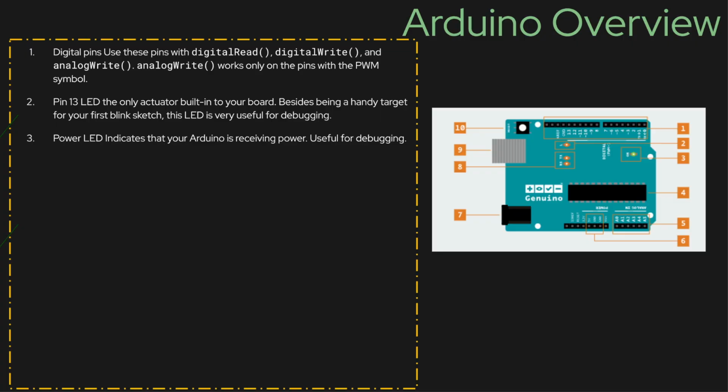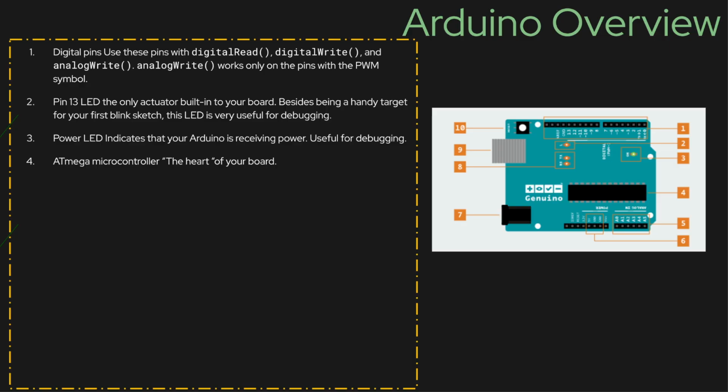And then the third part is our LED indicator. This is just telling us, hey, is my Arduino receiving power? Again, another useful part for debugging. If that green light's not on, something's going on. There's no power supply getting input into our Arduino.